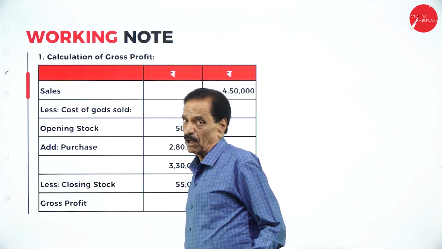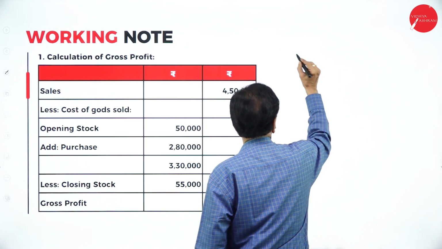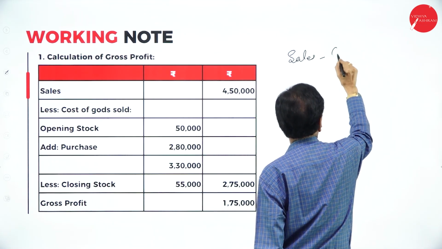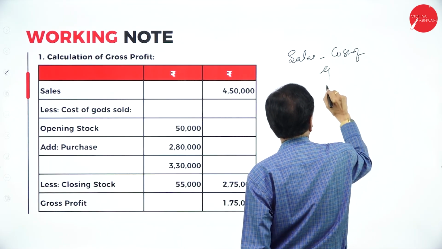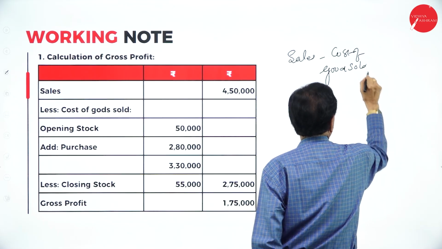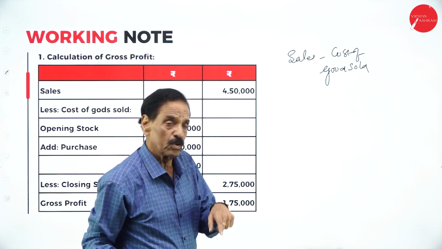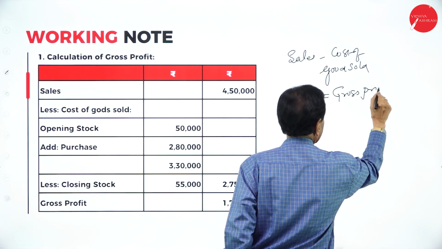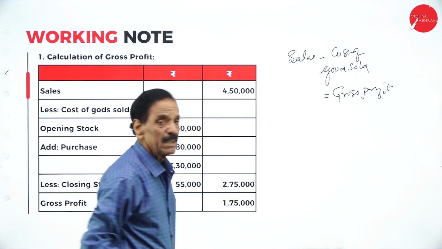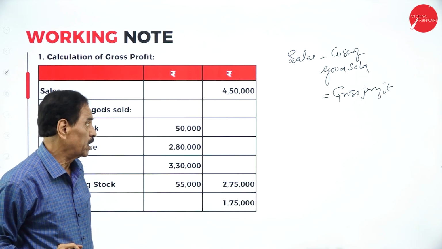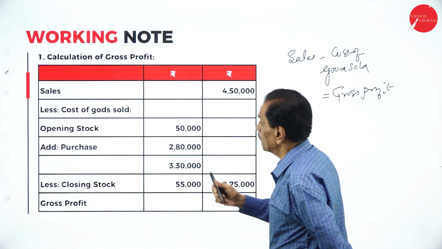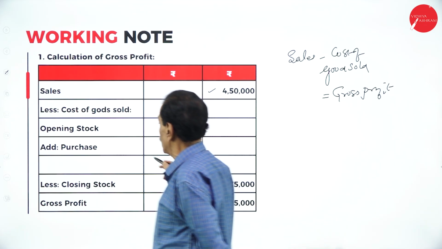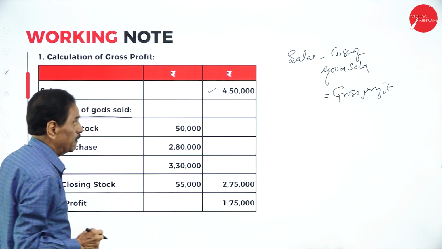Here, there is no gross profit given. So sales minus cost of goods sold is equal to gross profit. This is your formula. What is the formula? Sales minus cost of goods sold is equal to gross profit. Here, as per the problem, the sale is 4,50,000. There is no cost of goods sold, you have to calculate it. What is the formula for cost of goods sold?